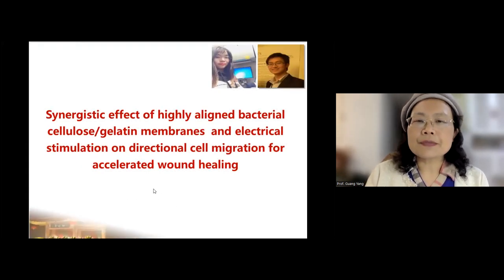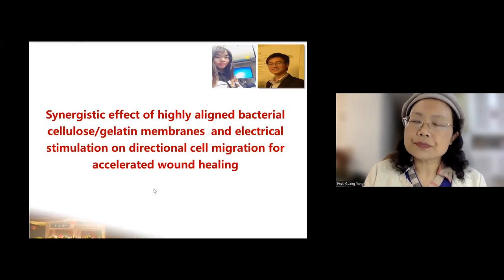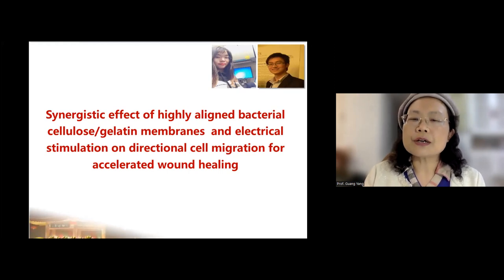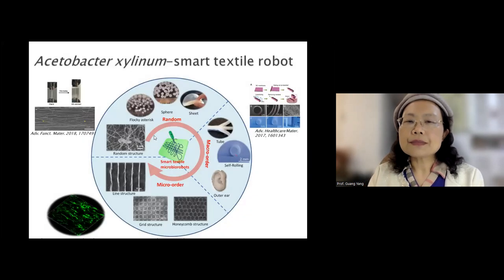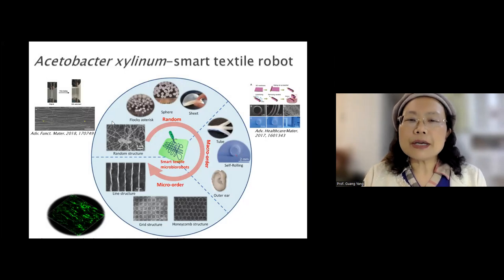And another is we try to use the bacterial cellulose as a wound dressing for wound healing. So in this study, normally, if we are not controlling the bacterial cellulose itself, we will obtain random structures. And if we use some spatial model, we can模 it into micro-ordered structures.